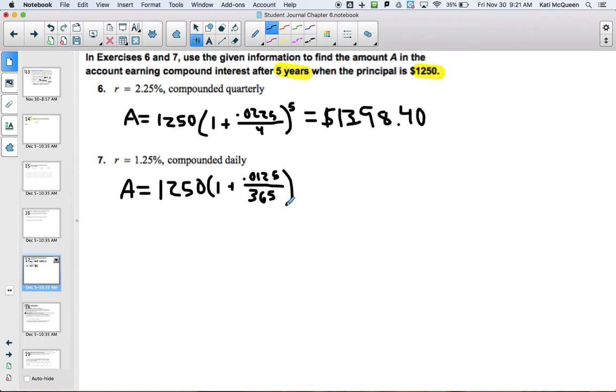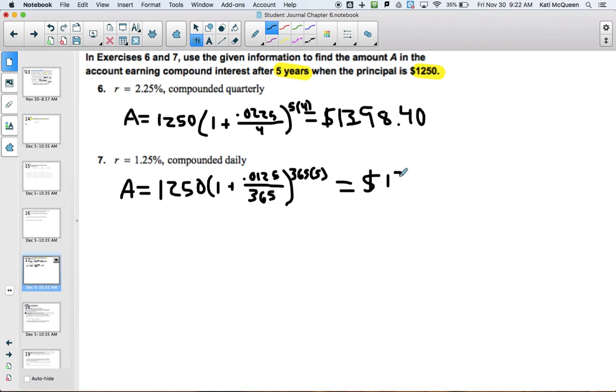And then this is to the power of NT. So the power of 365 times 5. And I now see that I made a mistake in number 6. I forgot the 4. So NT would be 4 times 5. So if you did that one and it didn't quite come out, that's why we needed a 4 times 5 there. Okay, so here then, let's go ahead and pause and type this into your calculator.